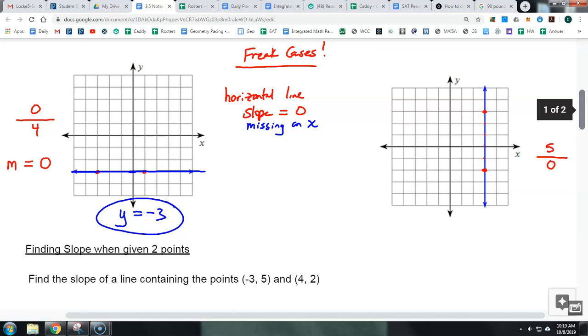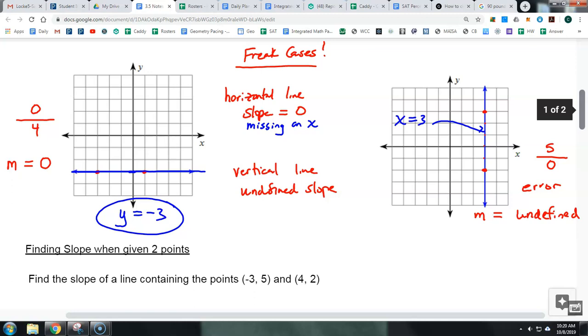Now, if you punch this into a calculator, you're going to get an error message because you're not allowed to divide by 0. So this is what we call the slope is undefined. So M is undefined. So all vertical lines have an undefined slope. And those equations, for instance, the equation for this line over here, that's going to be x equals 3.